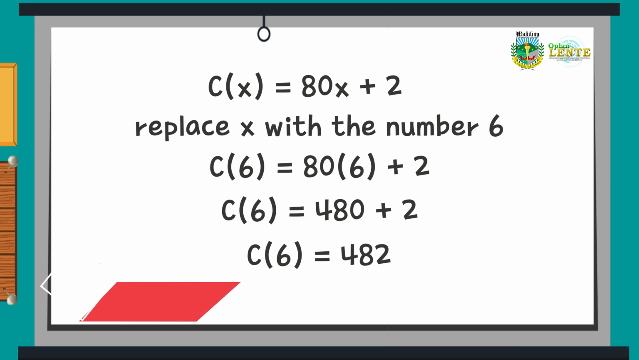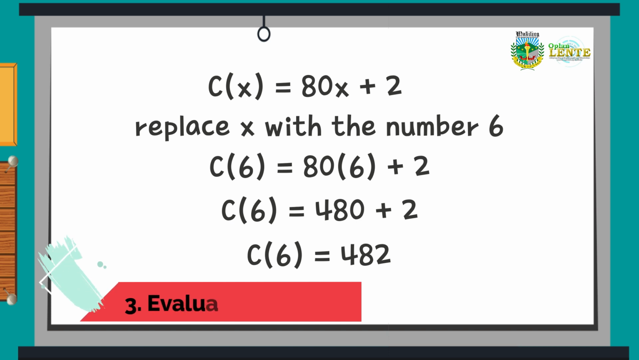Moving on, the next step is to evaluate. This is now the time that we will carry out our plan. Since a formula was already given, we will just substitute our given to this formula. So let us substitute or replace X by the number 6, since we want to know how much we will pay for 6 kilos of rambutan.